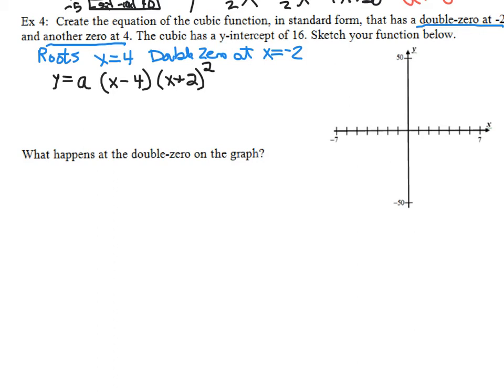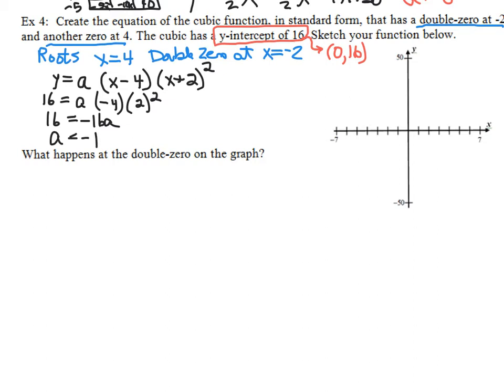Now let's go back and use the information about our y-intercept at 16. A y-intercept is really just telling us the coordinates of a point. When x is 0, y is 16. So let's plug that information in for y and for x, do a substitution. So 16 is equal to a times, now we're using 0 for x, so that's going to be -4 times 2 squared. So in this case, I'm getting that 16 is equal to -16a, so a must be equal to -1.